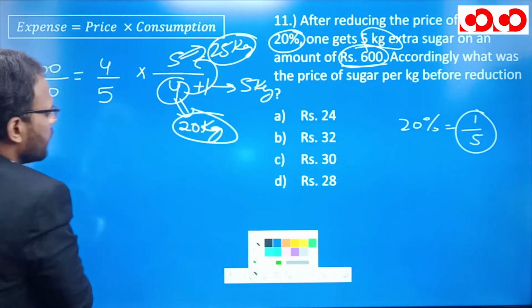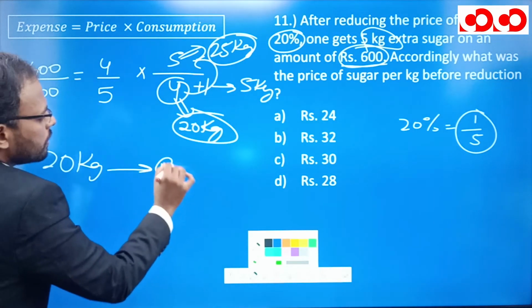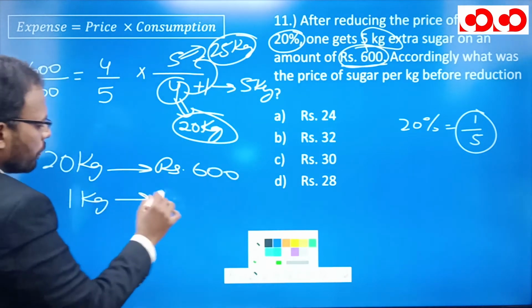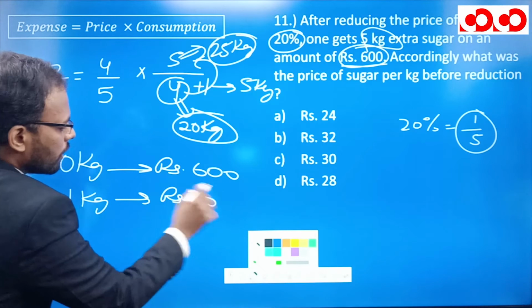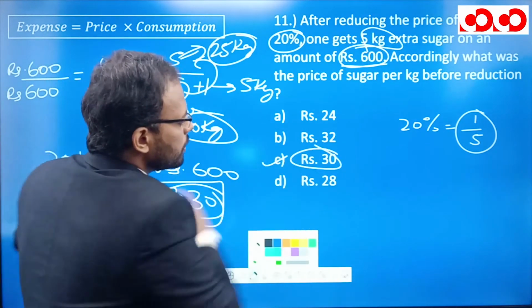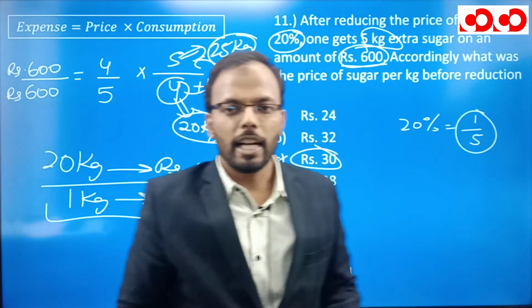So before the reduction, 20 kg is what rupees 600 is. So 1 kg will be how much? It will be rupees 30. So before the reduction, the price of the sugar was 30 rupees per kg. I hope this is very clear to you, and it is very easy. Let's move on to the next question.